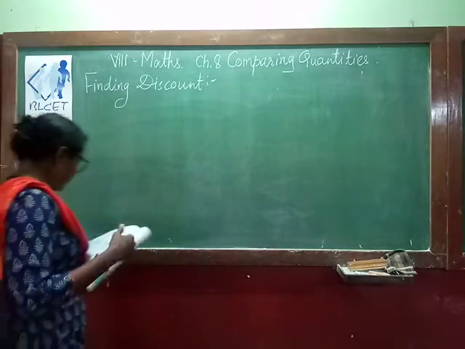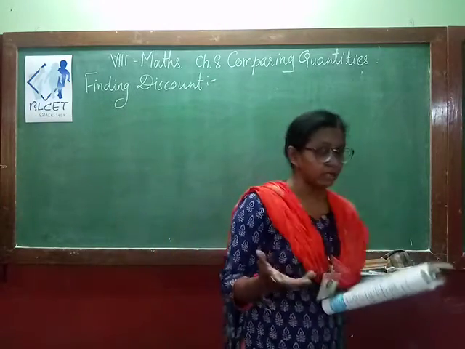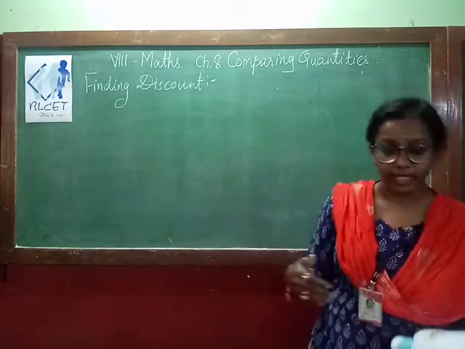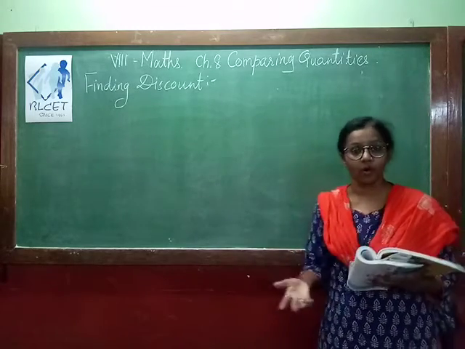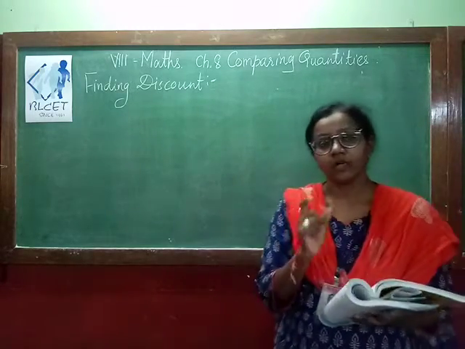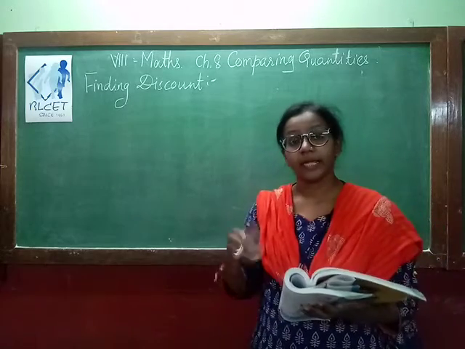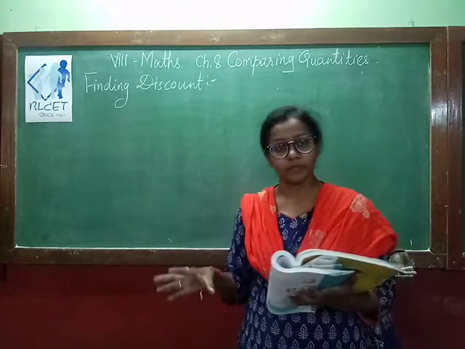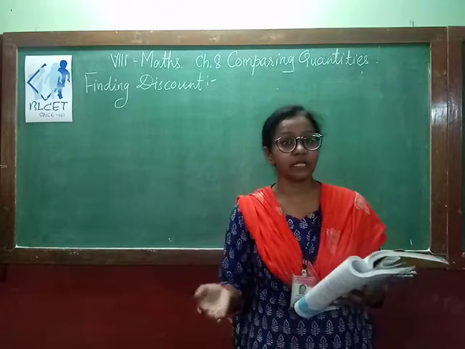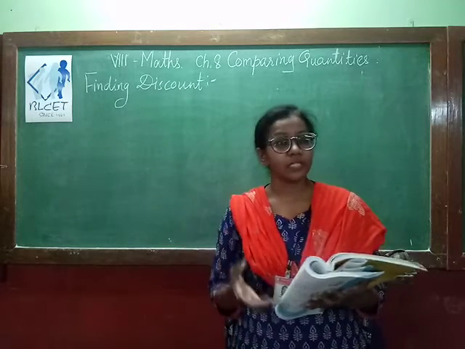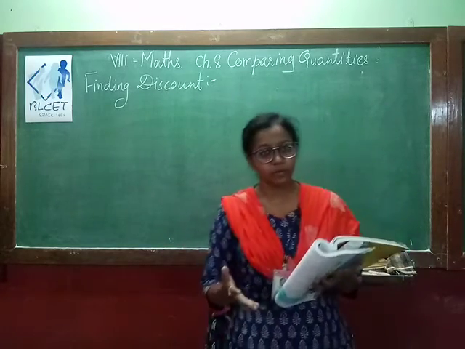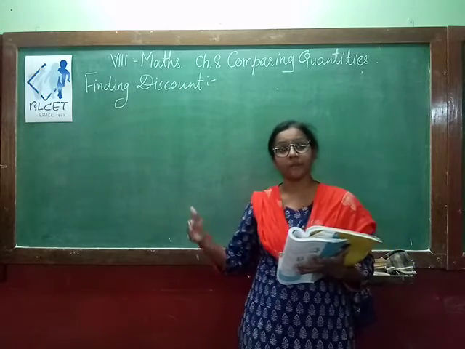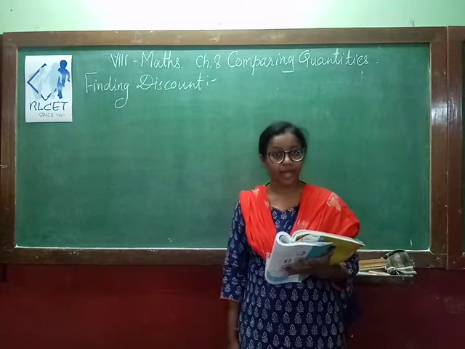So welcome back students. In the previous video we have seen increase percent and decrease percent. Now we will see how to find the discount. You have to understand the concept of discount first. A 10% discount on a particular object, a 20% discount on a particular object, means what? Whatever mark price you have, from that you have to subtract the discount price.